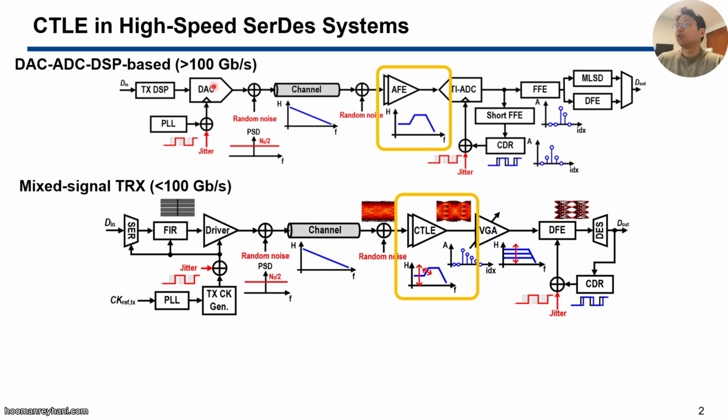Typically at beyond 100 gigabit per second data rates, DAC, ADC, and the DSP-based SerDes architectures are quite widely adopted, where the TX-FFE performs partial equalization and the receiver side analog front end shapes the pulse response, and the rest of the heavy equalization is performed in the DSP on the RX side. And for analog mixed signal transceivers operating typically below 100 gigabit per second data rates, analog front-end equalization plays a more important role as an energy efficient equalizer.